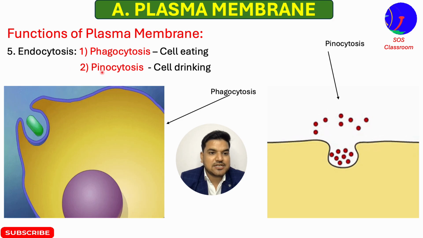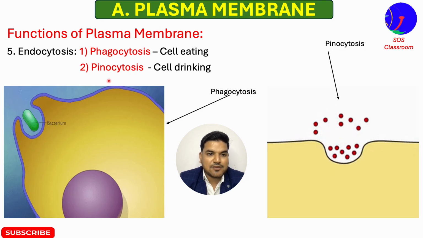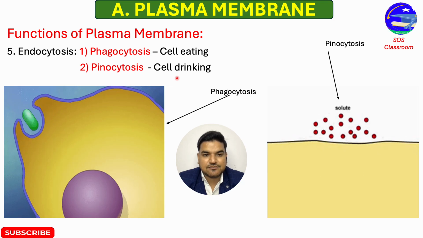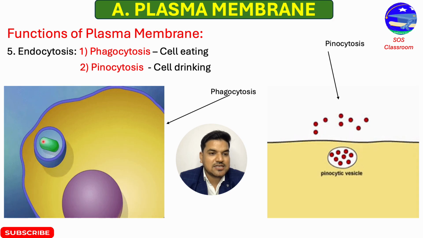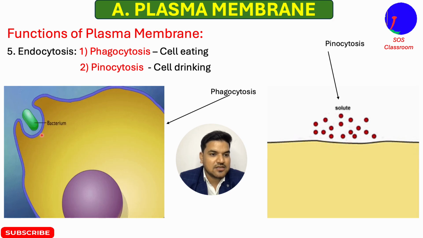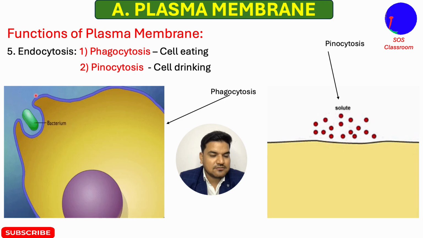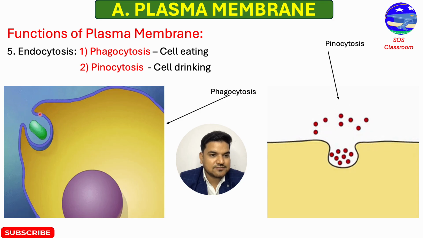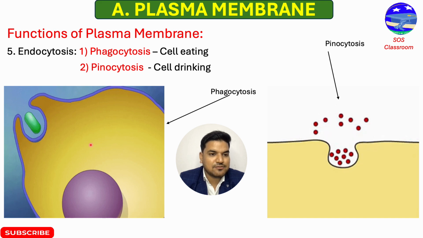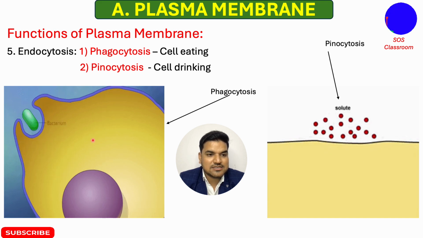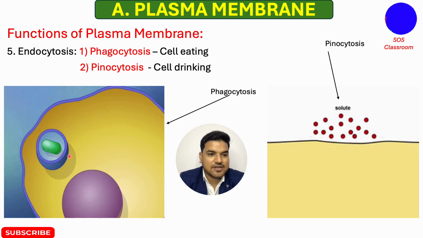The endocytosis process occurs in two forms. Number one is phagocytosis, which means cell eating, and pinocytosis means cell drinking. You can see in this image, this is the phagocytosis process, especially in the case of bacterial engulfing. You can see this is the bacteria, and the cell covers the bacteria and takes it inside the cell, and the lysosome's hydrolytic enzymes kill the bacteria inside the cell. So this process is called phagocytosis.